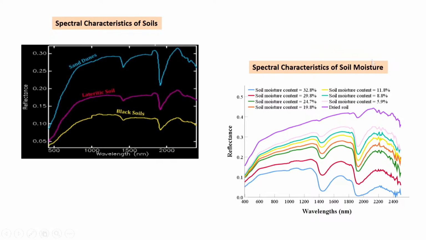Here you are seeing the spectral characteristics of soil moisture, where, as I told you, 1.4 and 1.9 micrometer is the water absorption band. But as the water in the soil is increasing, you see the top one, it is the dry soil. It is the dry soil giving the high reflectance. But here you are getting the low reflectance because of high moisture content. It is shown that there is 32.8% moisture in the soil. As moisture content decreases, reflectance increases.